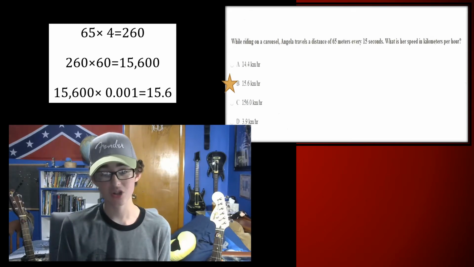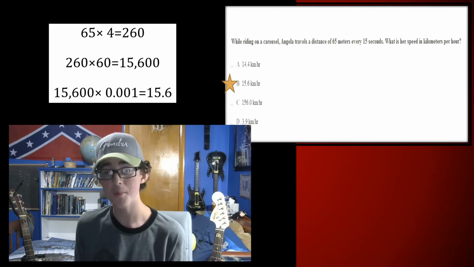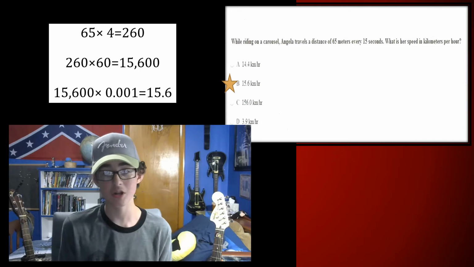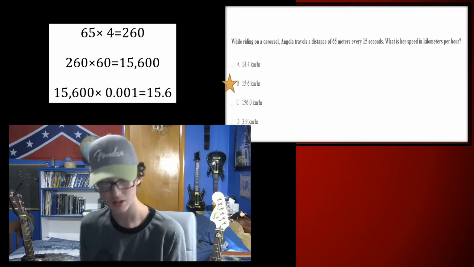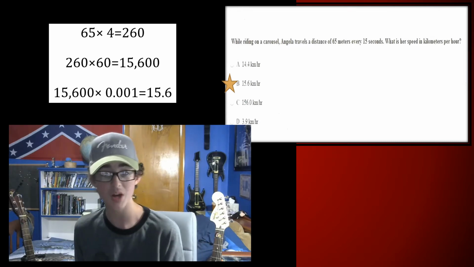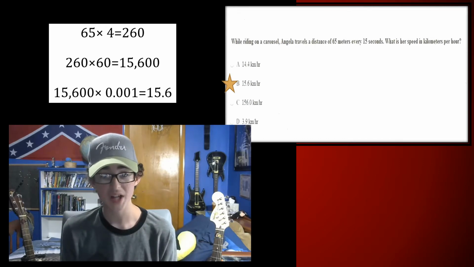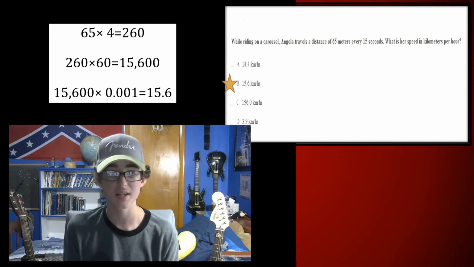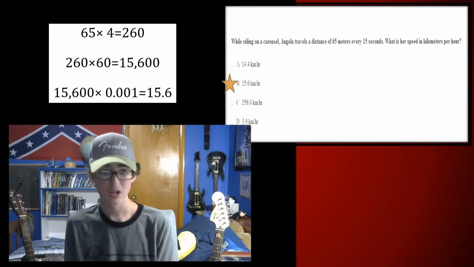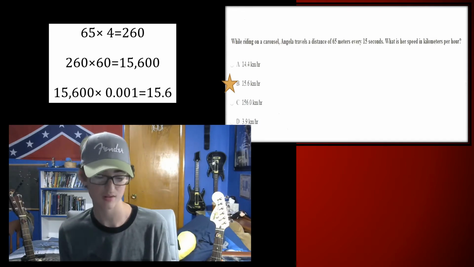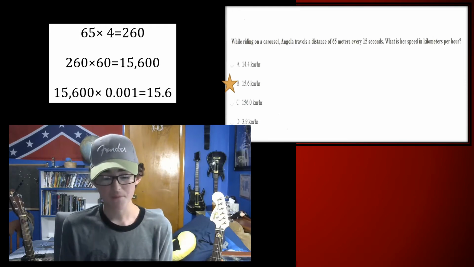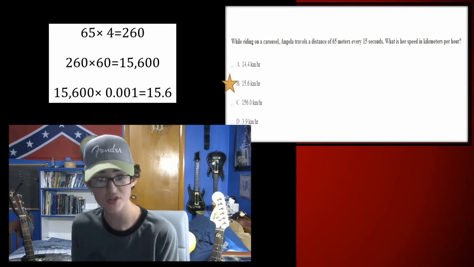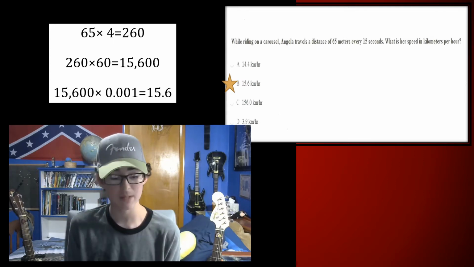Now, 1 meter is equal to 0.001 kilometers. So you multiply it by 0.001 kilometers. You might be wondering why I'm not dividing. Well, I'm not dividing because if you divide with a decimal, it makes the number bigger instead of smaller, and we're trying to make it smaller. So it's pretty much backwards, okay? So, if you multiply 15,600 by 0.001, it will be 15.6.